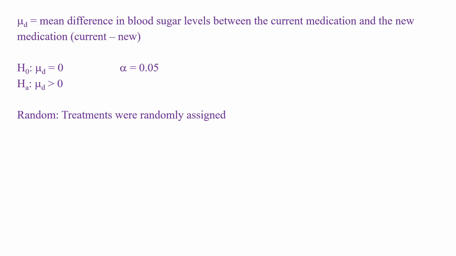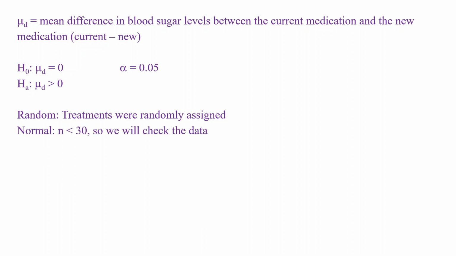We don't have to check independence here because we did not randomly sample from our population. Remember, do not check the 10% condition. In fact, if you check your 10% condition here when you did not randomly sample from the population, you will get points taken off. So don't do that. But we do have to check our nearly normal condition.